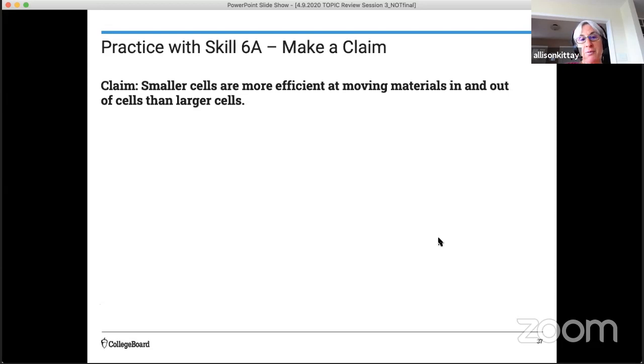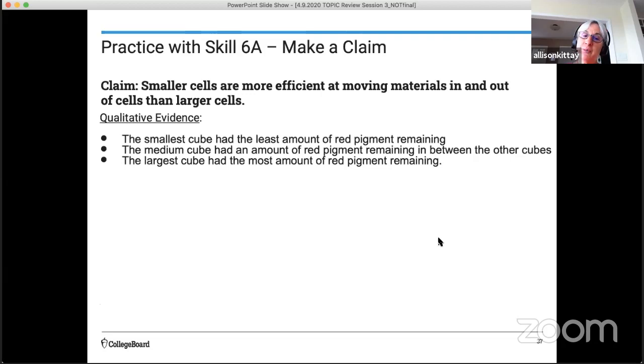So did you say smaller cells are more efficient at moving materials in and out of cells than larger cells? So how would you support that claim? So here's your evidence. The smallest cube had the least amount of that red pigment remaining. The largest cube had the most amount of red pigment remaining, and the medium cube had a medium amount in between the other cubes.